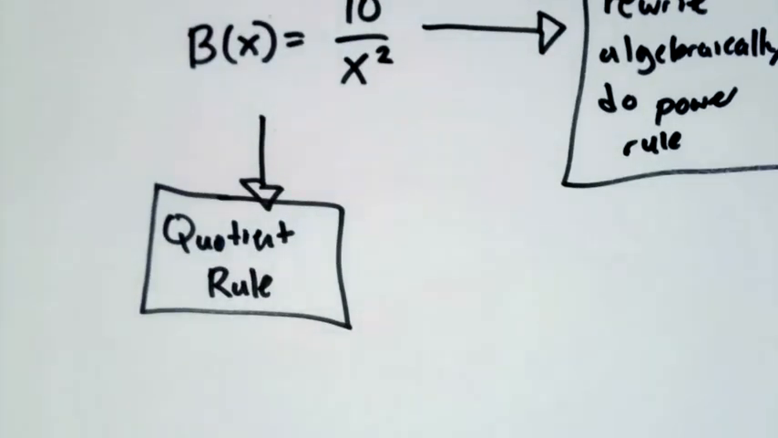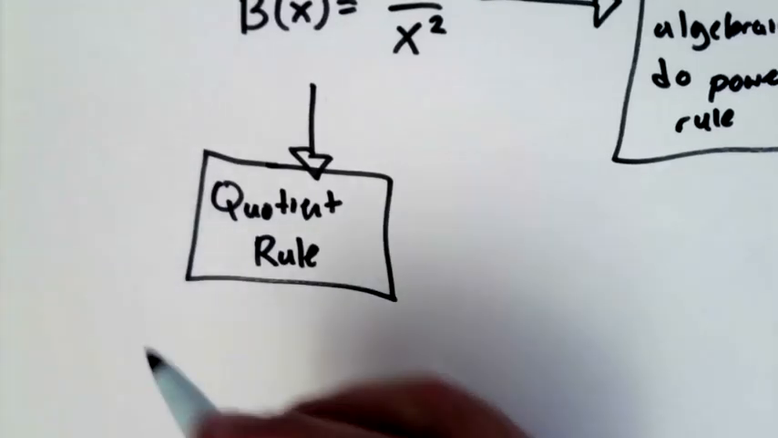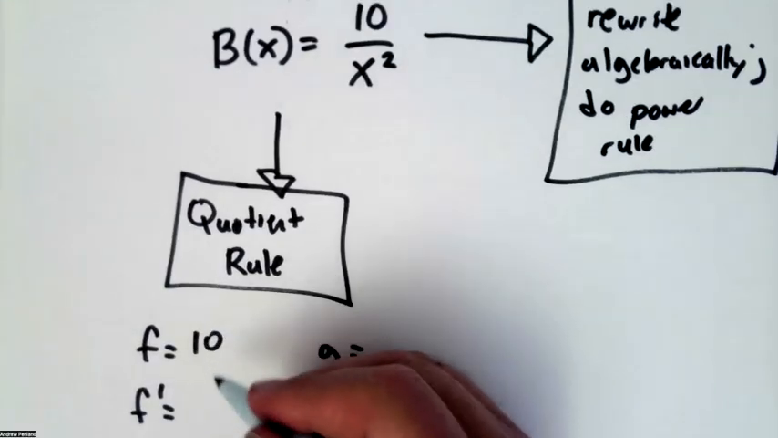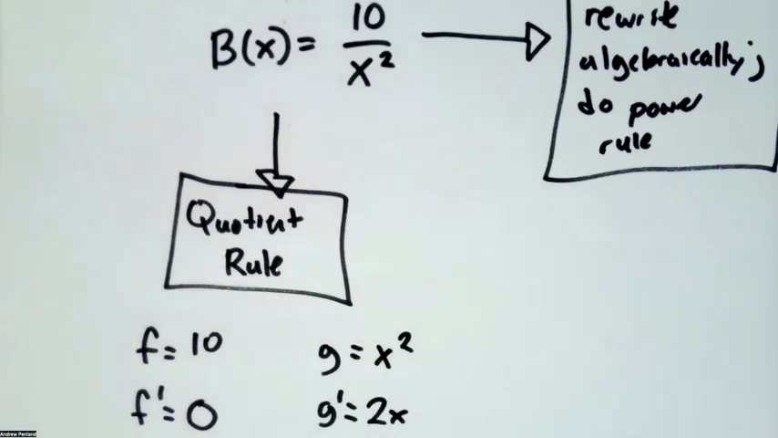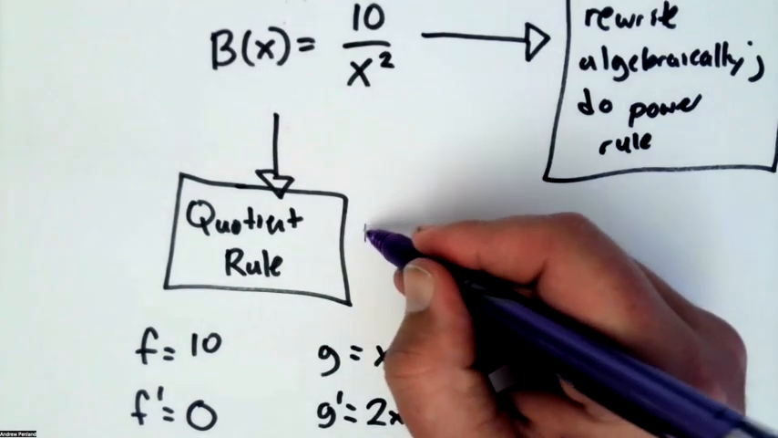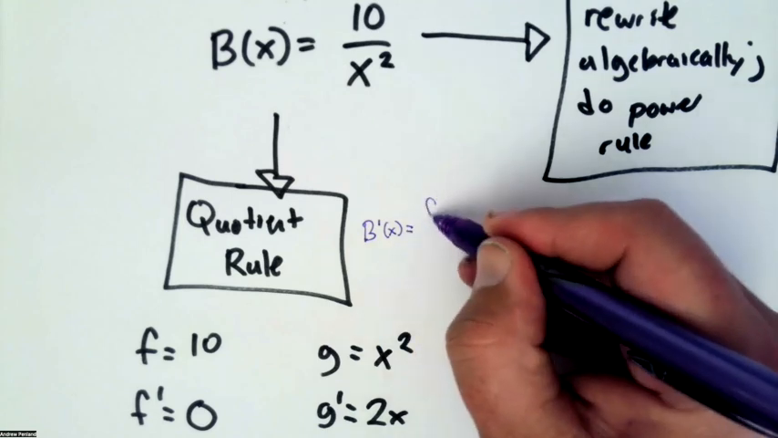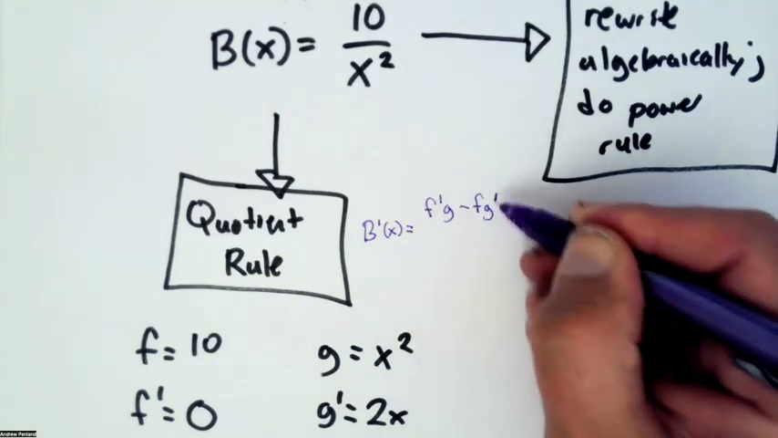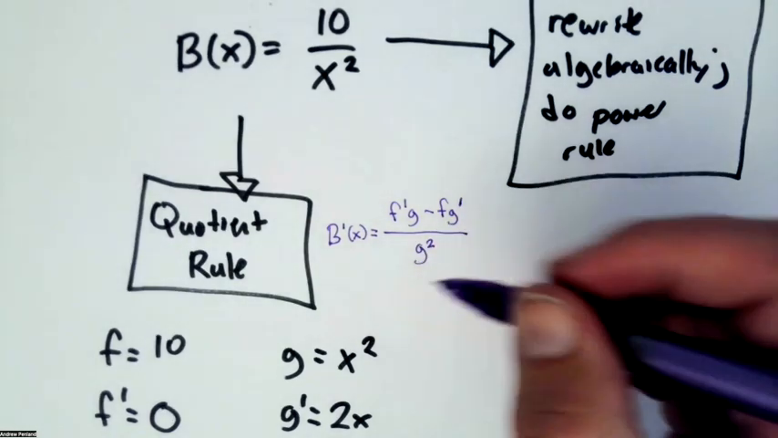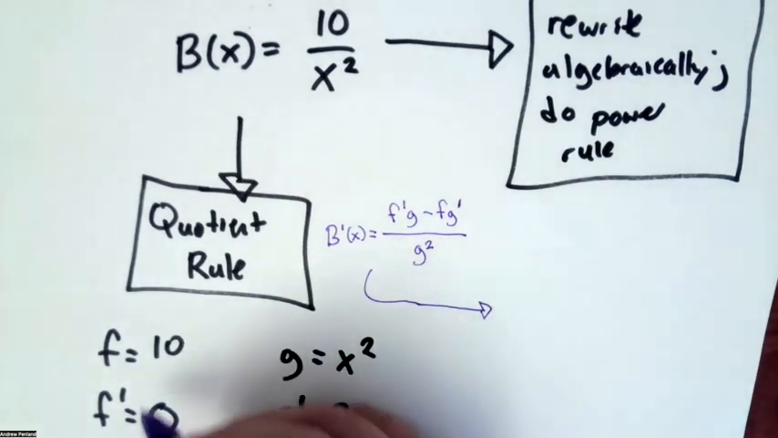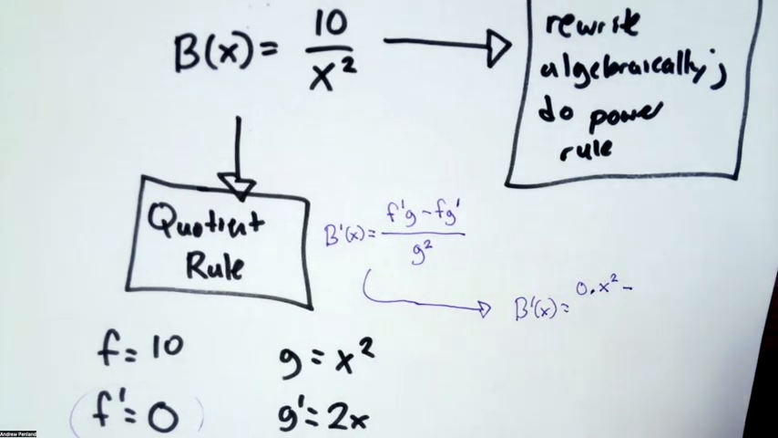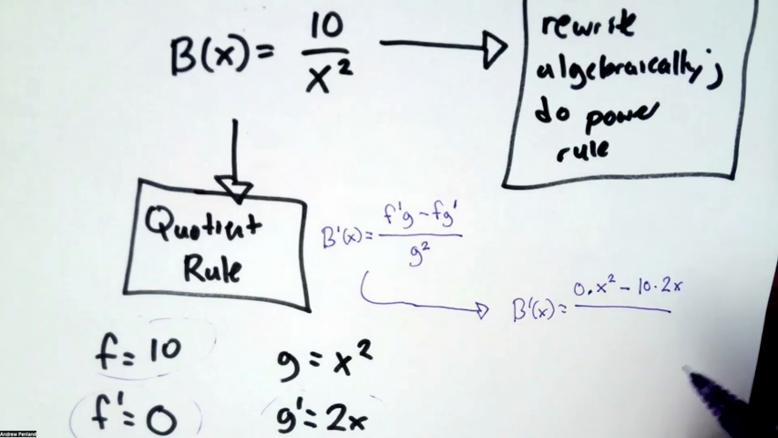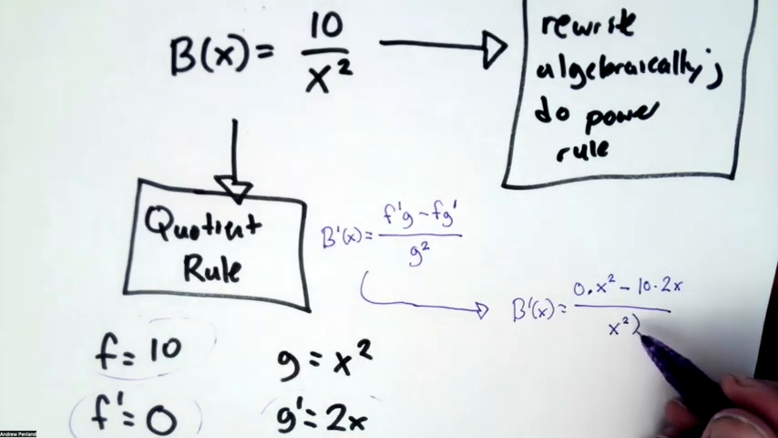Cool. So you've already got the pattern. I see you writing down the f and the f prime and the g and the g prime. F is 10, so f prime is 0 because 10 is a constant. G is x squared, so g prime is 2x. Awesome. So I plug that into my quotient rule pattern, which would say b prime of x is equal to f prime g minus f g prime all over g squared, which is then, okay, plugging in everything, f prime is 0 times x squared minus 10 times 2x all over x squared quantity squared.